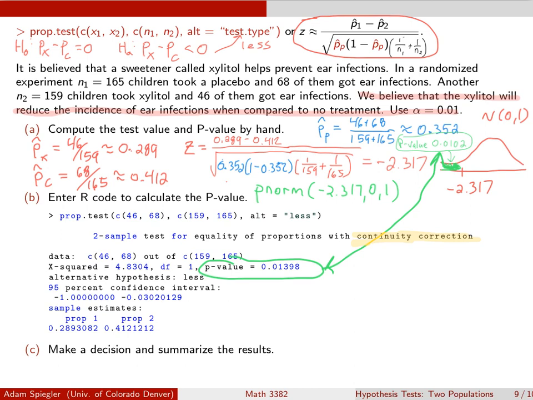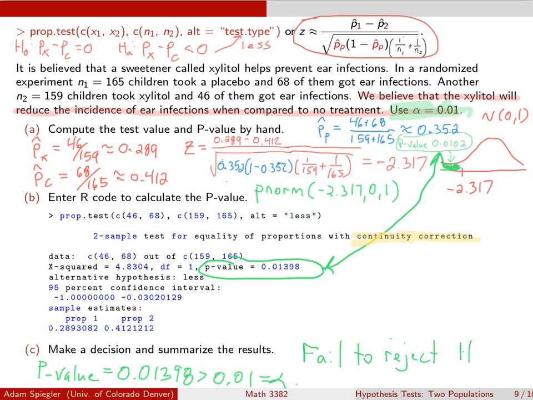And so if we want to make a decision and summarize our results, just recall over here, we're using a significance level of 1% in this case. So using a 1% significance level to make this decision, we've found a p-value, which if we use this more accurate method, is 0.01398, which is bigger than the significance level of 0.01. So when that happens, the test is not statistically significant, and here we fail to reject H0, and the test is inconclusive.